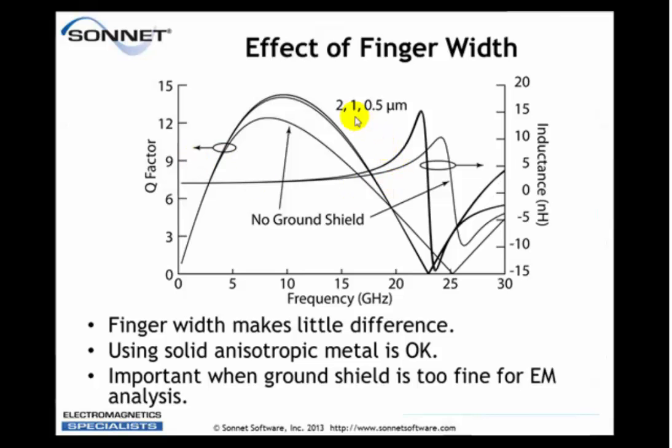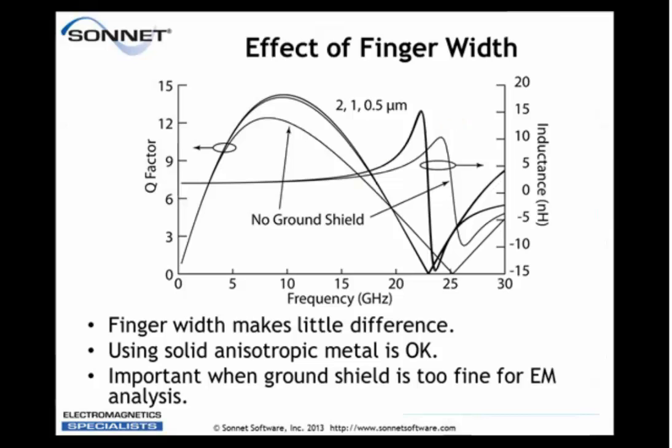The effective finger width: what I showed earlier was a 1/2 micron finger width. The title slide had a 2 micron finger width. We also did 1 micron finger width, and no ground shield. The effective finger width is very small here, but the finer the finger width, the better the result. The 1 micron and 1/2 micron are almost identical, which means in Sonnet we can do something called anisotropic metal, which allows current to flow in only one direction.